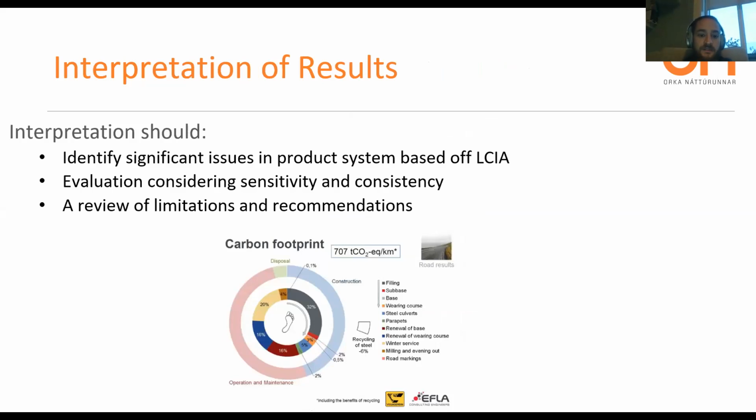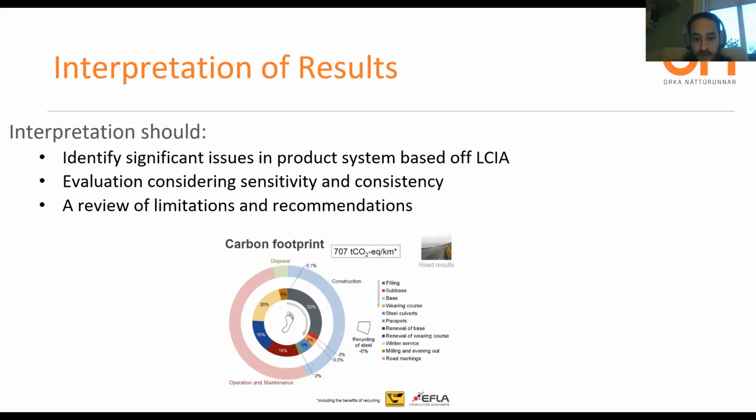And then you can go into the interpretation of the results. This is where you try to identify significant issues in the product system. You want to take into consideration the sensitivity and the consistency of your work. You also want to talk about any limitations within your study, that maybe it was difficult to get data, or there were certain things you weren't able to do, as well as recommend, okay, what is the next step?